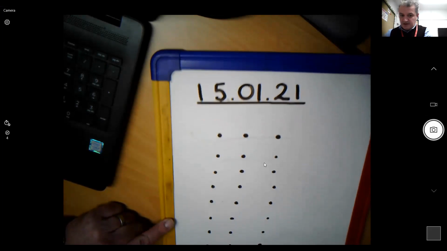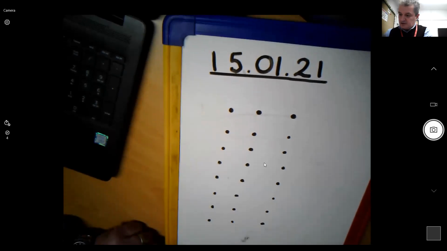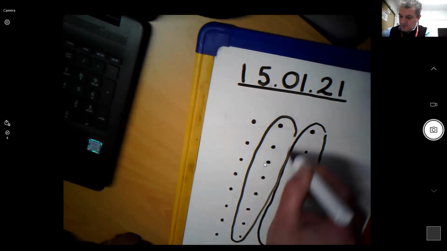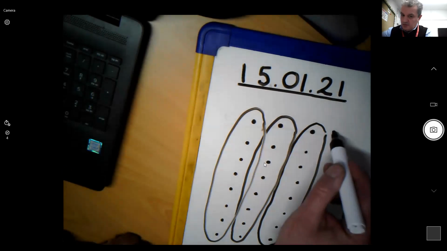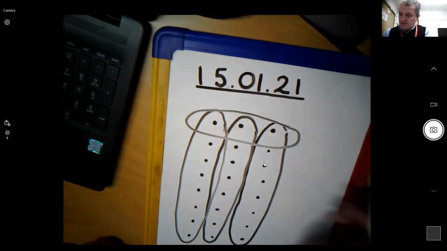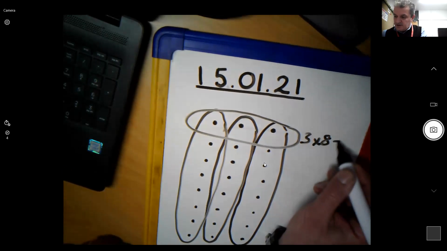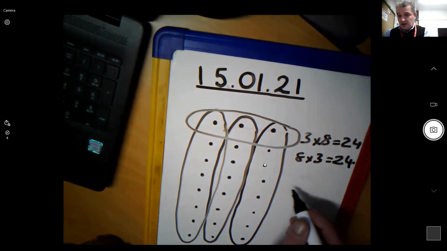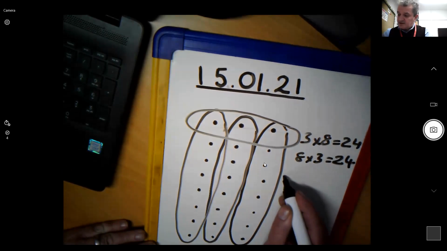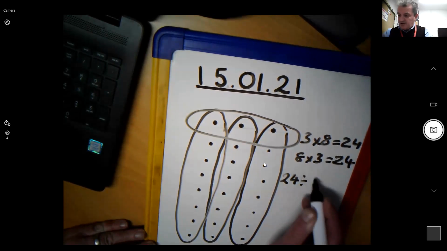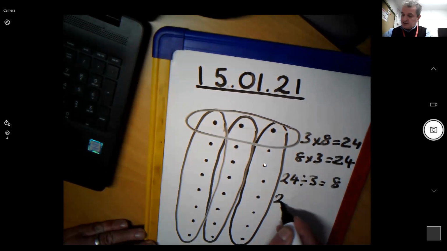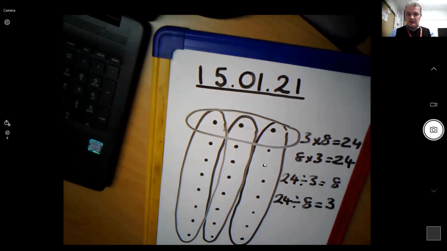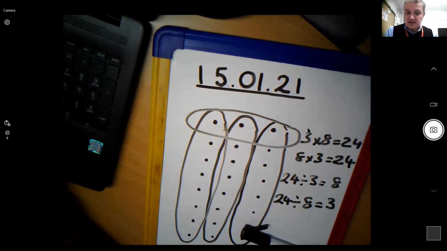I don't know if I can fit this on. Just about, yes. So then I've got 3 groups of 8, or 8 groups of 3. 3 groups of 8 is 24, and 8 groups of 3 is 24. So I've got my related division facts, which are 24 divided by 3 equals 8, and 24 divided into groups of 8 would equal 3.